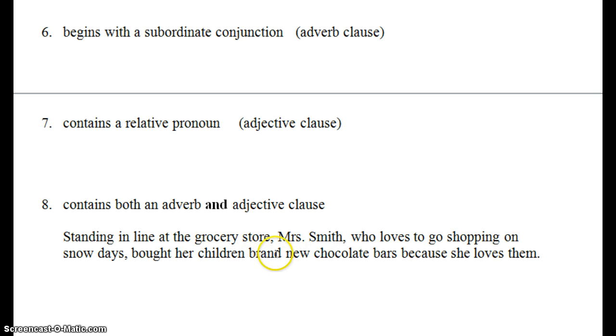So that's what we have here. Mrs. Smith bought her children brand new chocolate bars would be our independent clause. Here is our adjective clause, and here is our adverb clause.